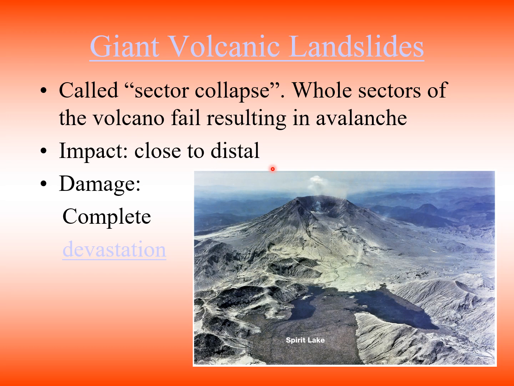And then you can get giant volcanic landslides. This is called sector collapse. This is when whole sectors of the volcano fail and cause kind of an avalanche, a rock avalanche, right? And this can be damaging close by or far away. This is what killed that geologist on Mount St. Helens back in 1980. And the damage here is just complete devastation, right? Forests completely wiped out, waterways completely choked up. Any structures would just be covered in the avalanche debris, and super bad news.